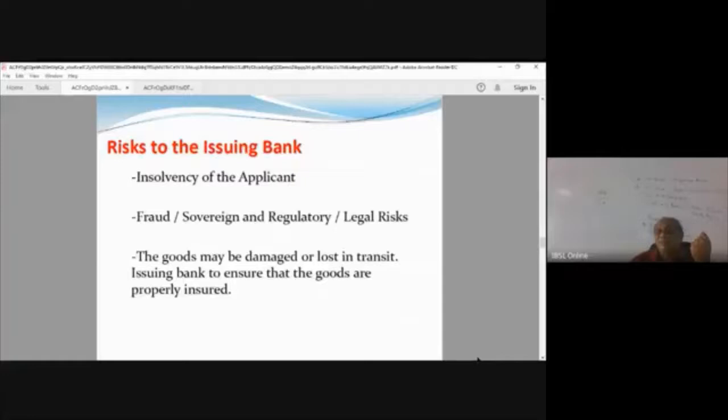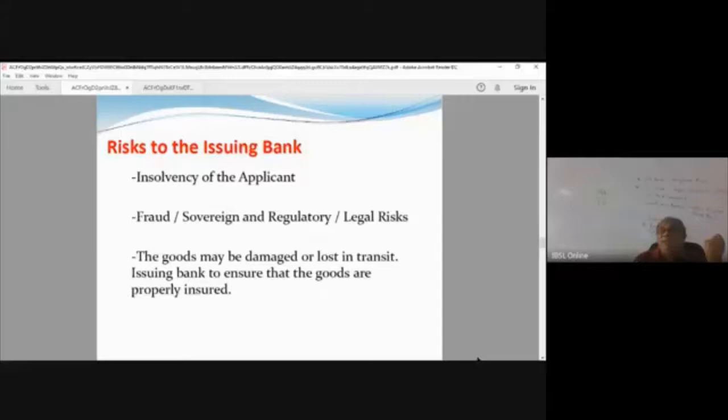Why issuing bank to ensure that the goods are properly insured? Why do they have to insure? Come on. I have asked you a question. Why? You don't have it, guys.